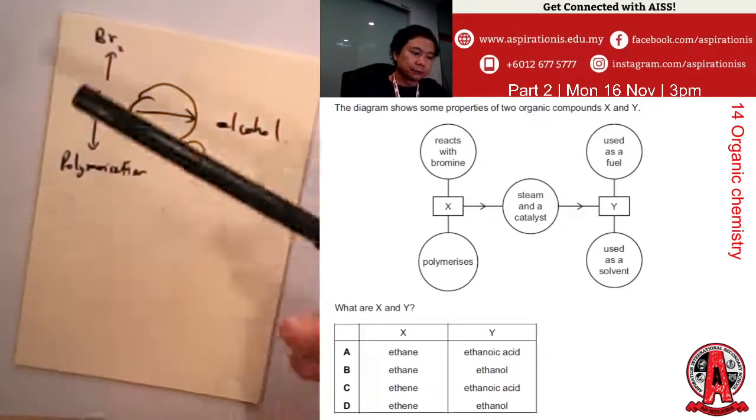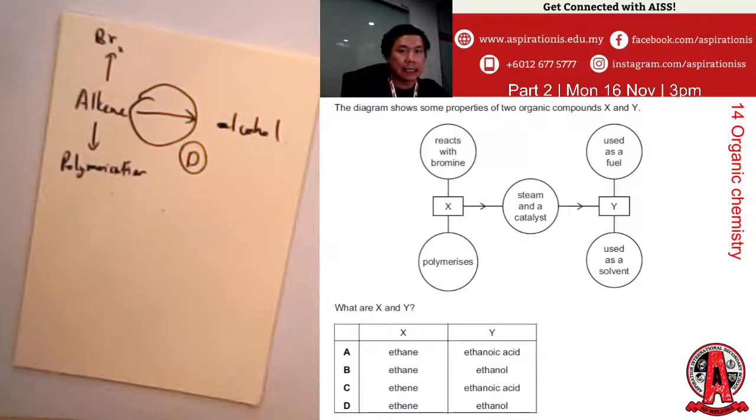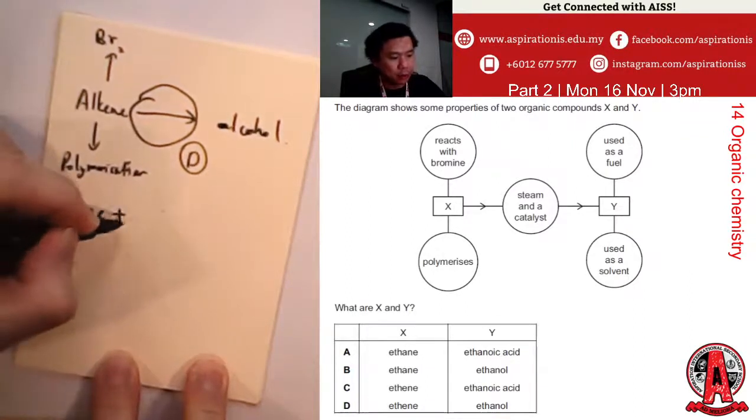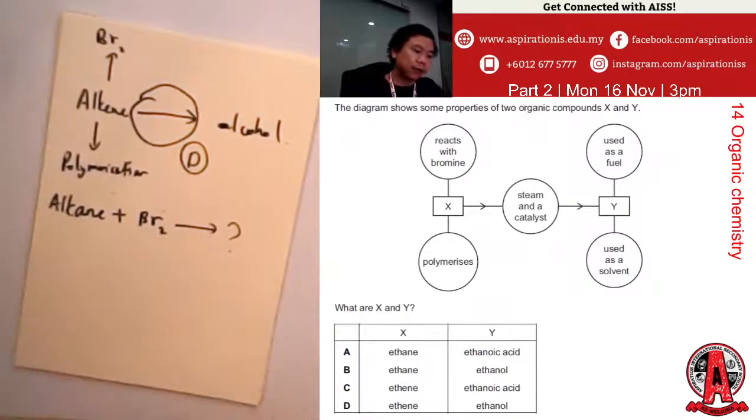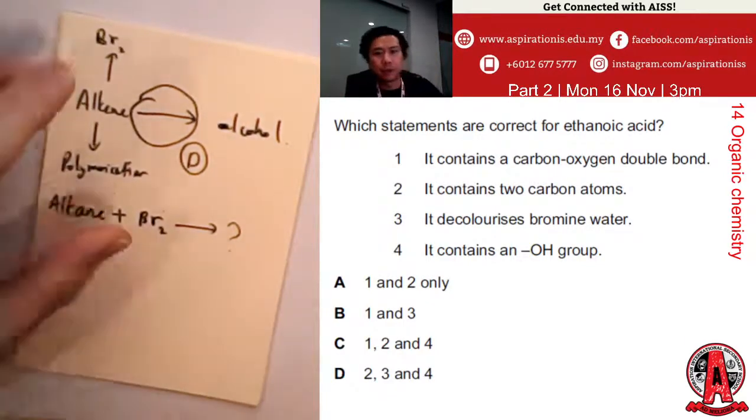So remember that alkanes do not react with bromine easily. Only alkene can react with bromine at room conditions. If it was alkane, what do we need to react alkane and bromine together? You need UV light and high temperature. Absolutely, very good. Actually, any form of light will do, sunlight too, but UV light is the best. Alright, moving on.